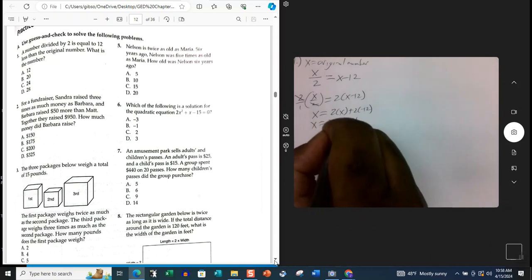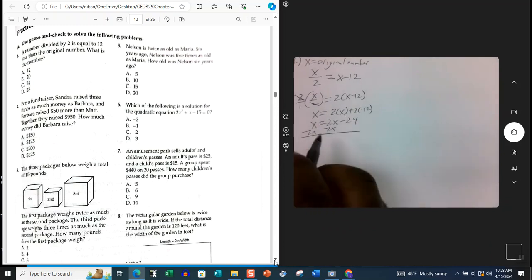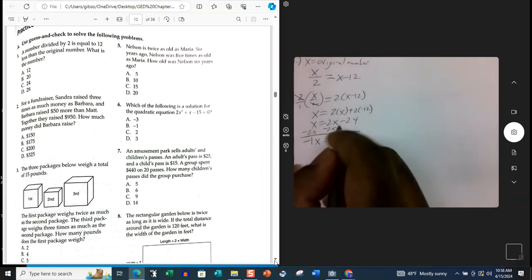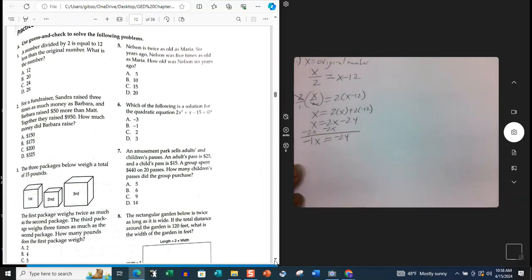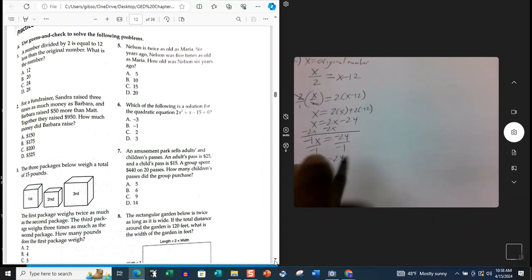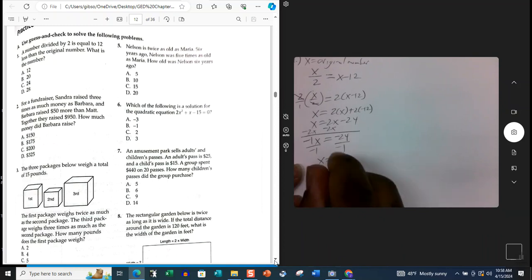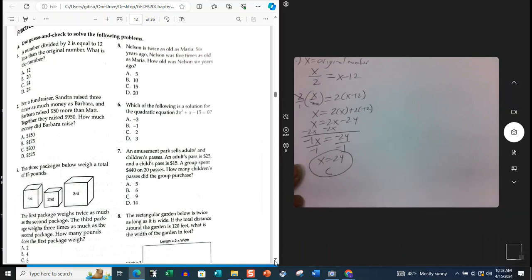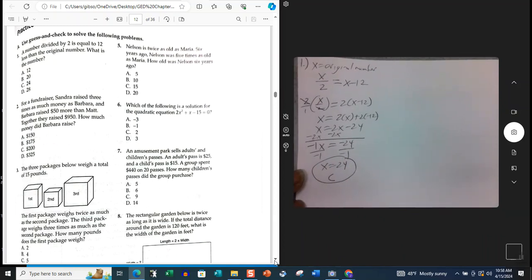Now we will subtract 2x on both sides. X minus 2x will be a negative 1x and is equal to negative 24. We'll divide each side by negative 1, and x is positive 24, which is C. So that took care of problem number 1. Now we move on to problem number 2.